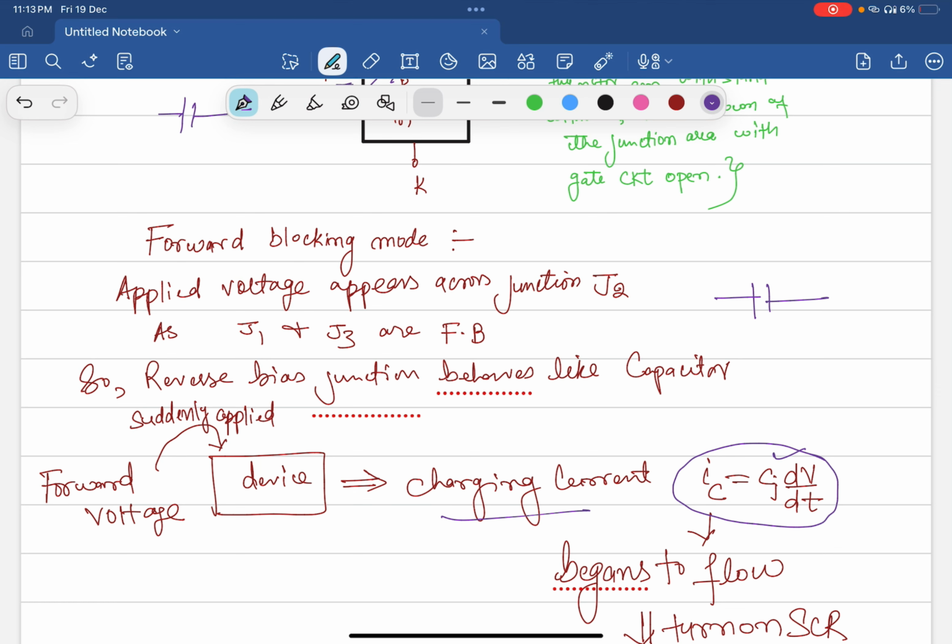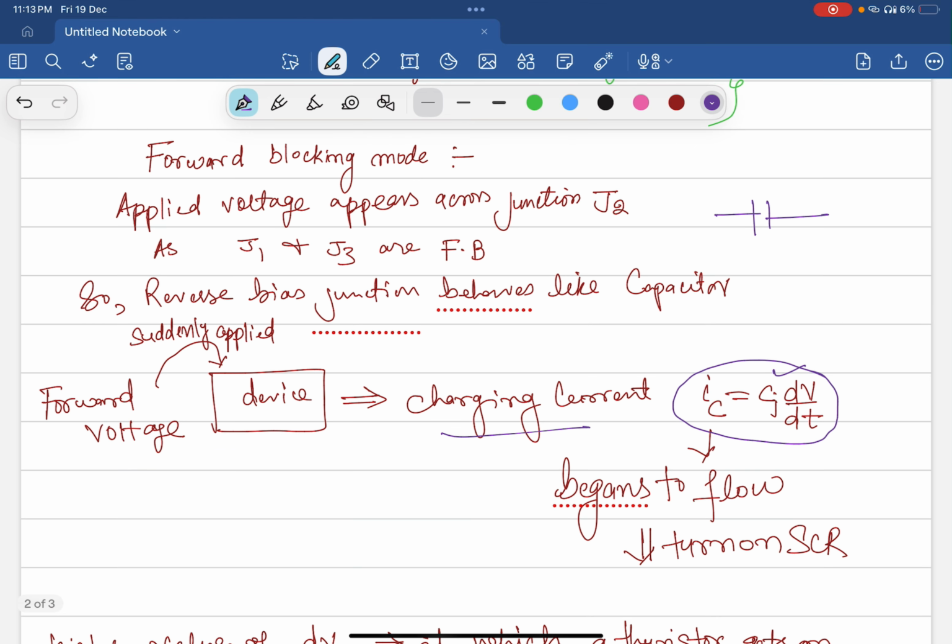As you can see in the equation, IC equals CJ dV by dt, where IC is the charging current, CJ is the junction capacitance, and dV by dt is the sudden change in the voltage. So while applying this sudden change in the voltage, the charging current begins to flow. This charging current makes the thyristor turn on.